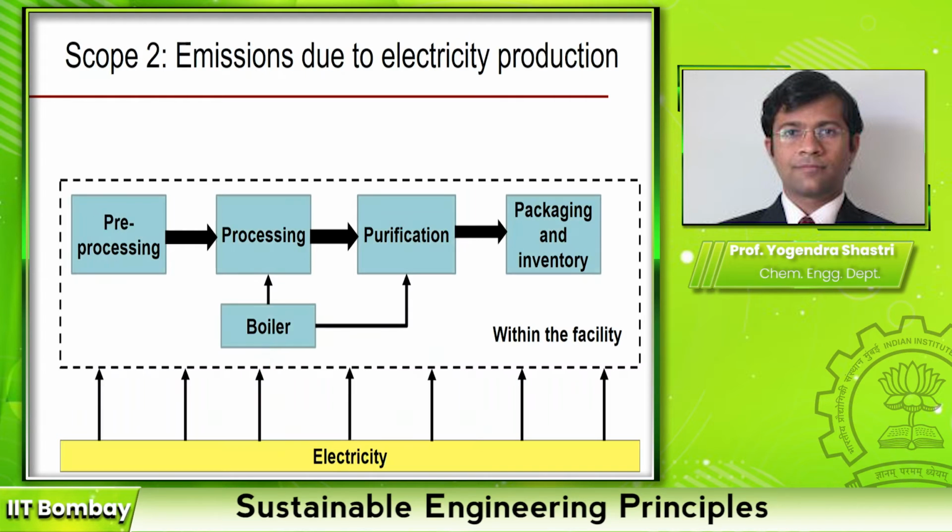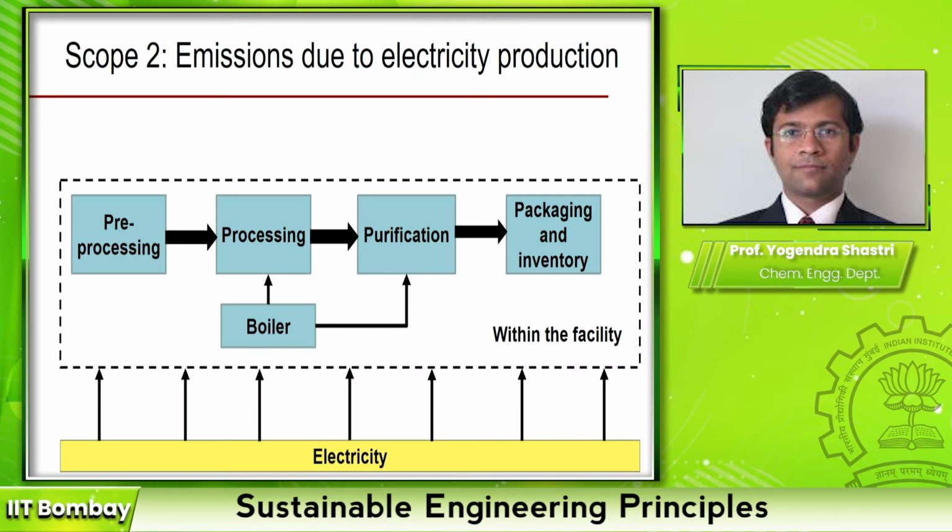Now moving on to scope 2. Scope 2, as I said, includes electricity. Now the reason is that electricity production often is very carbon intensive. If you take the example of India, about 50 to 60% of electricity in India is coming from coal, which means the actual production of electricity is going to be carbon intensive, and it will lead to a lot of carbon emissions and greenhouse gas emissions.